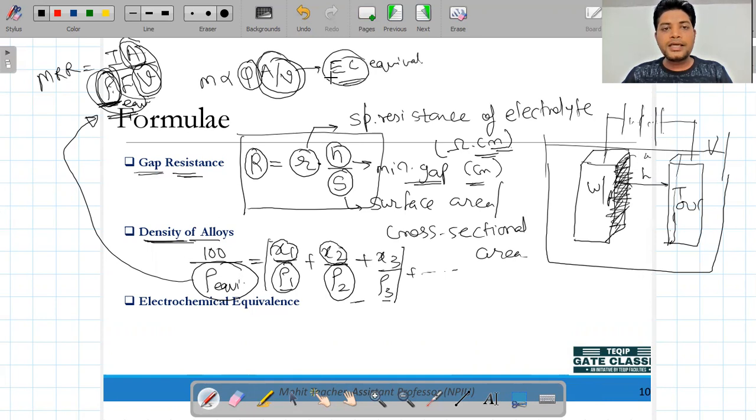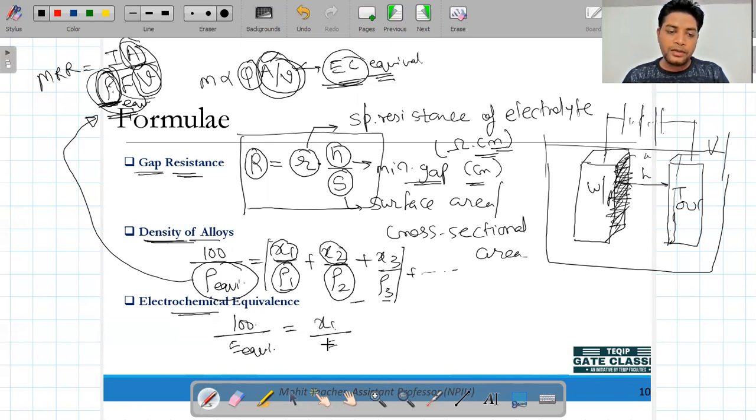So if it is a single material, then we can take that A and that V. But if it is an alloy, then we have to find out the value of E equivalent. So how will we find out that value? That will be 100 by E equivalent, and E equivalent will be equal to x1 by E1 plus x2 by E2 plus x3 by E3. Like this we can calculate.